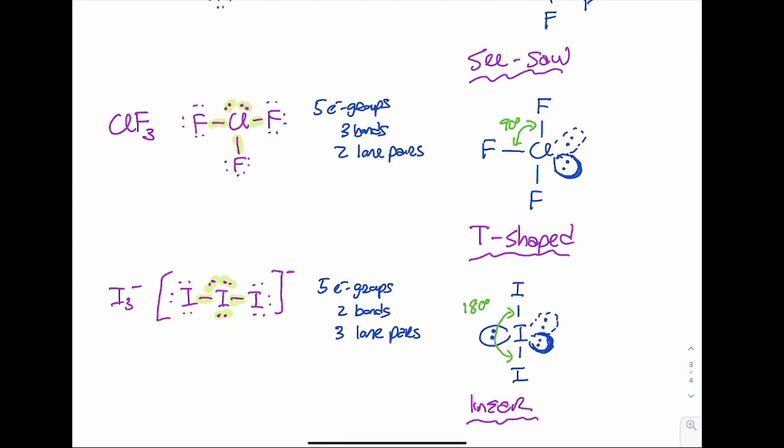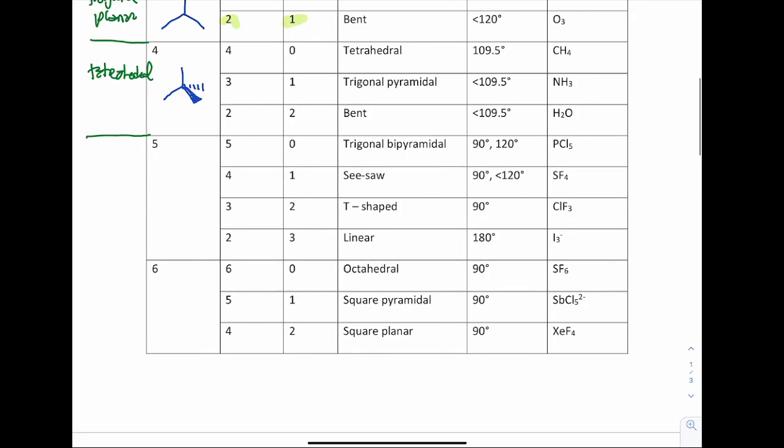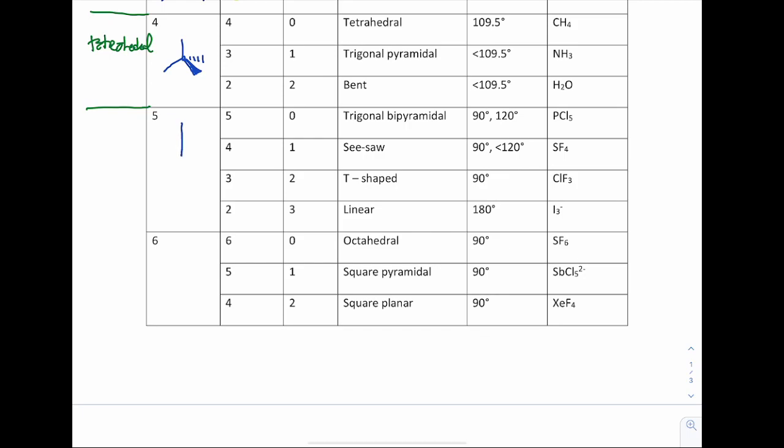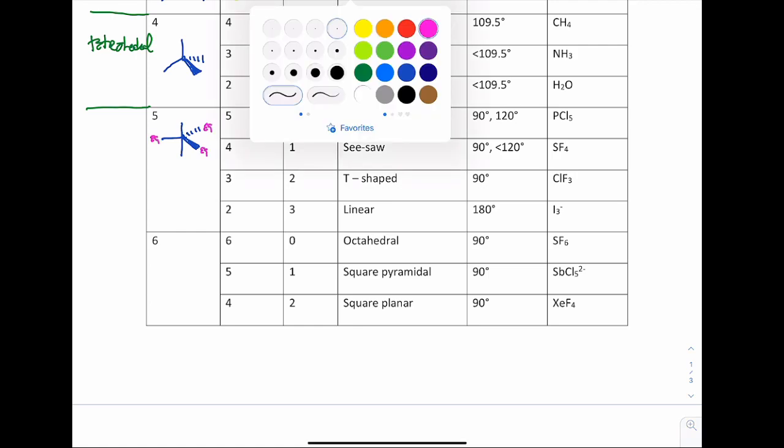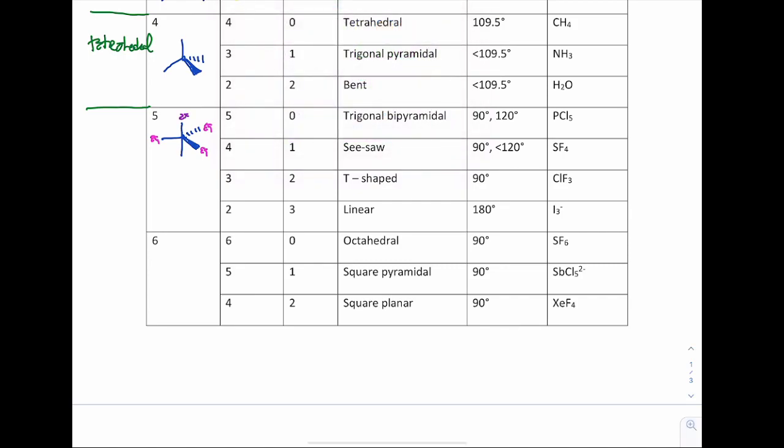So that's going to be all of my 5 electron group ones. Let's go out to that handout and we'll draw our little structure here. And then I am going to add the axial and equatorial to it, so that way in your notes, because I'm going to write something about where the lone pairs go, you'll have that. So lone pairs go in the equatorial position.